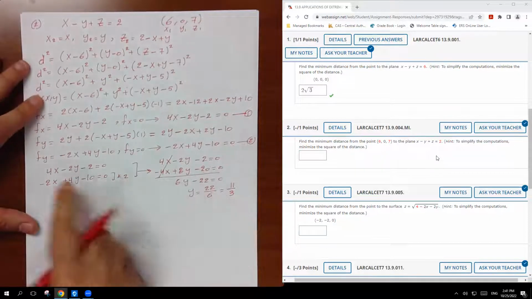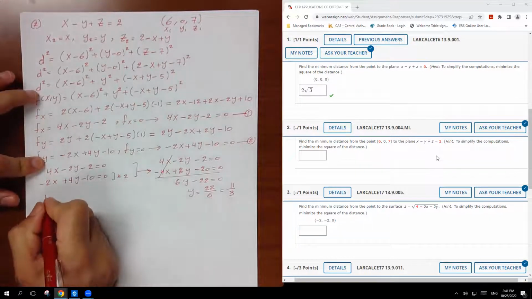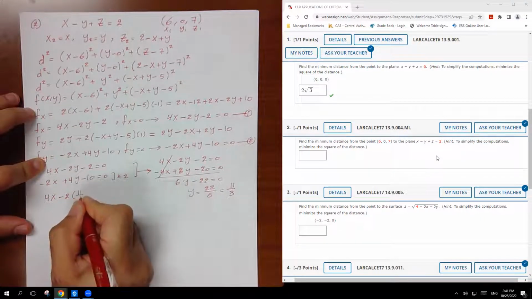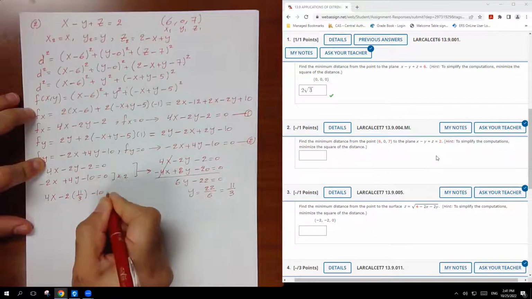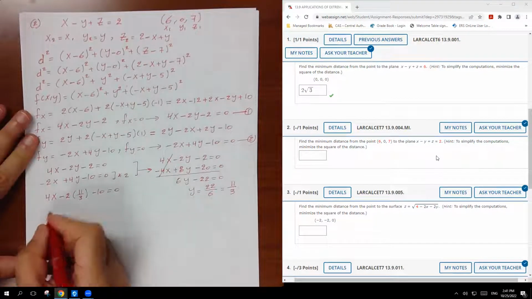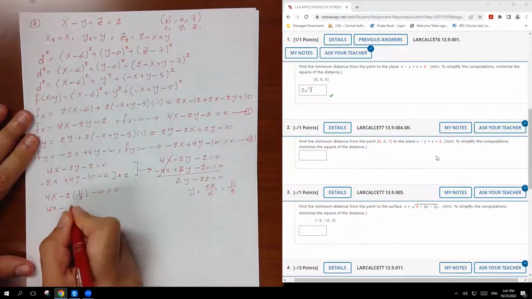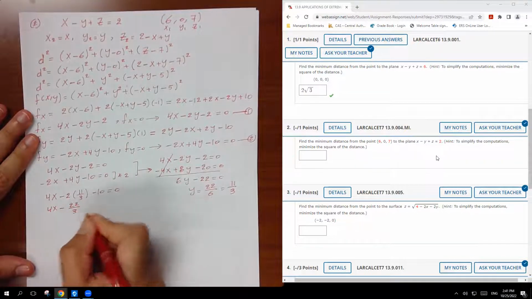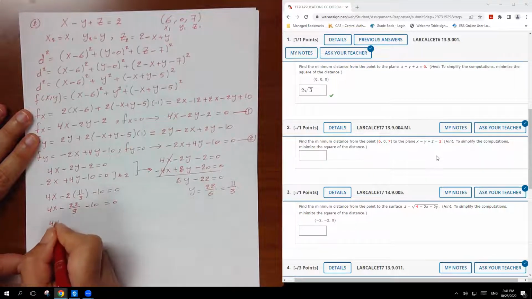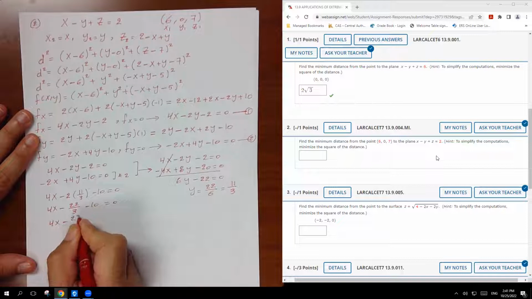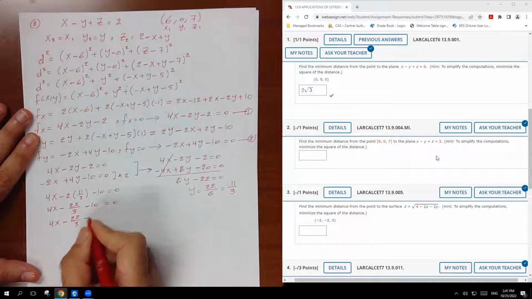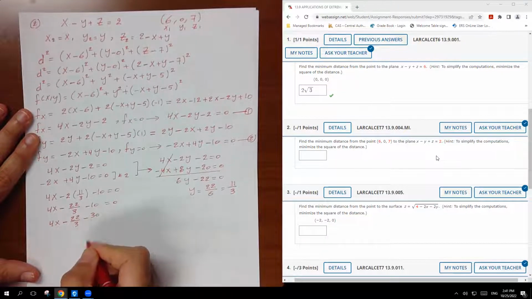Plug in the y in one of these equations. 4x minus 2 times 11 over 3 minus 10 equals 0. And we need to solve this one to find the value of x. So this is 4x minus 22 over 3 minus 10 equals 0. Now we need to solve this one. 4x minus 22 over 3 minus, I'm going to multiply by 3. So it's going to be 30 over 3.